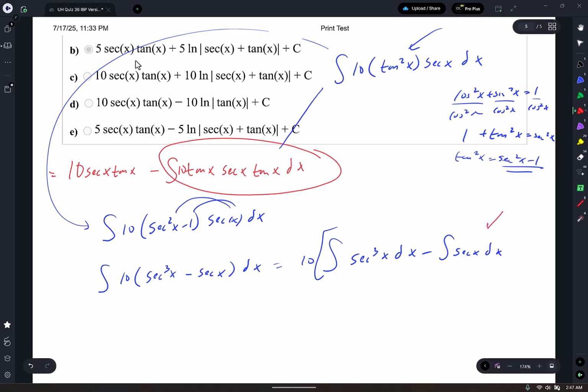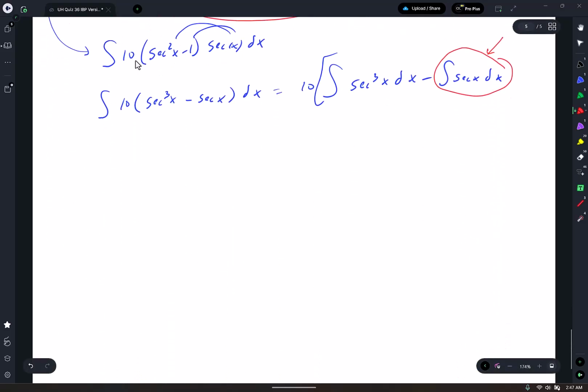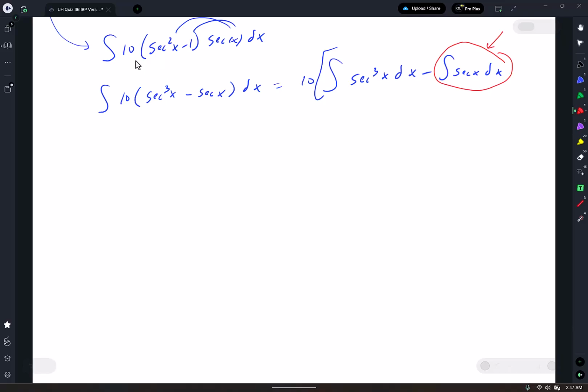And we're going to have to do this. So yeah, it's not over. We're going to have to do that by itself. So remember, we still have a bracket here. All right, so doing the secant x, let me go ahead and do it right here. Integral of secant x dx.